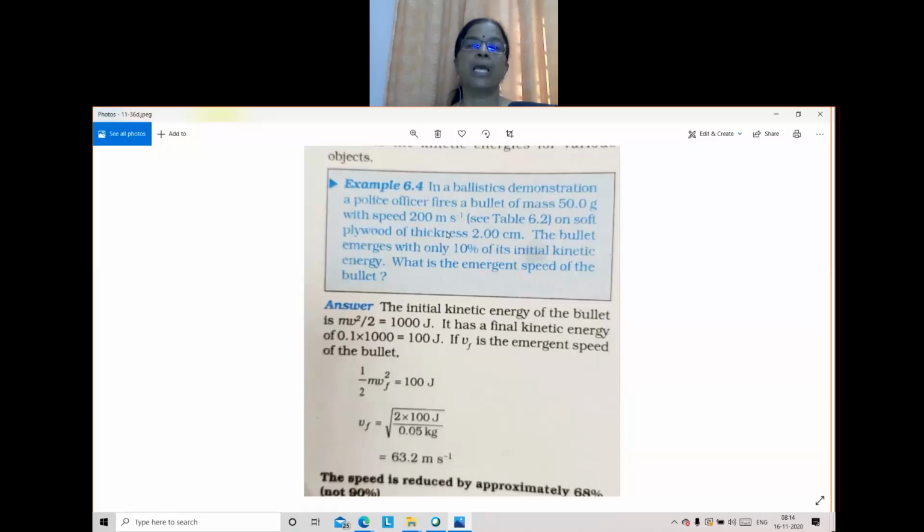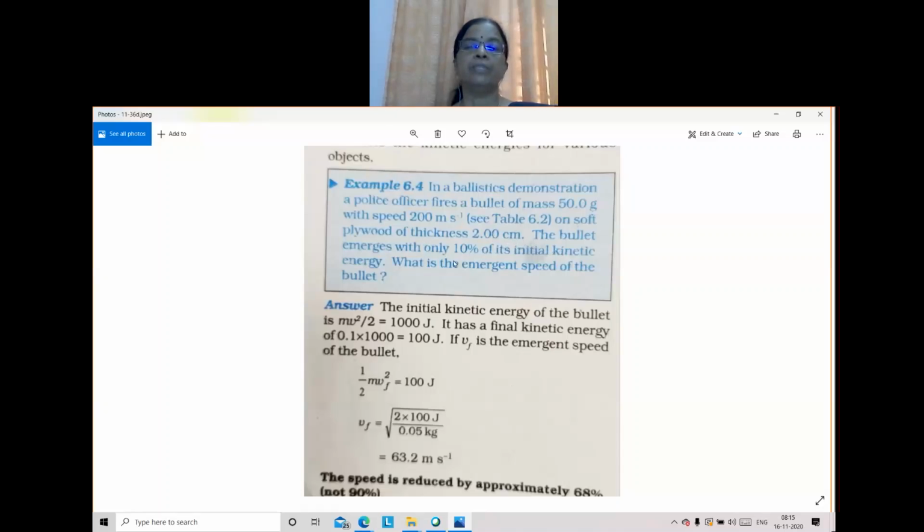The bullet is fired on soft plywood of thickness 2 centimeter. Ballistic demonstration, a police officer fires a bullet of that mass with a speed of 200 meter per second onto a soft plywood, and its thickness is given as 2 centimeter. The bullet emerges, so it is crossing that plywood. Only 2 centimeter thickness, so the distance you can take as 2 centimeter. Centimeter you have to convert into meter.